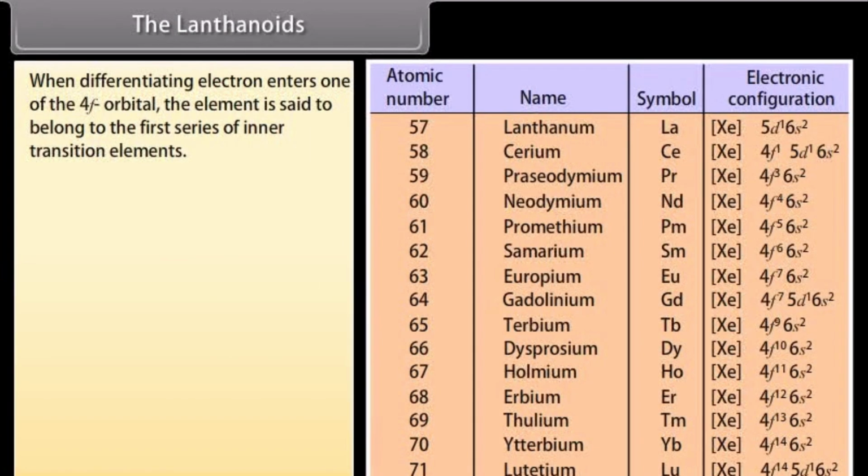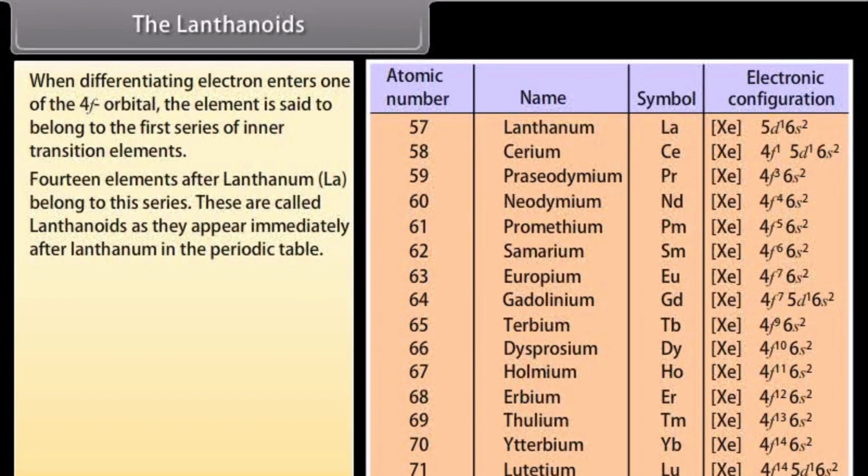The Lanthanoids. When differentiating electron enters one of the 4f orbital, the element is said to be belonging to the first series of inner transition elements. 14 elements after lanthanum belong to this series. These are called lanthanoids as they appear immediately after lanthanum in the periodic table.